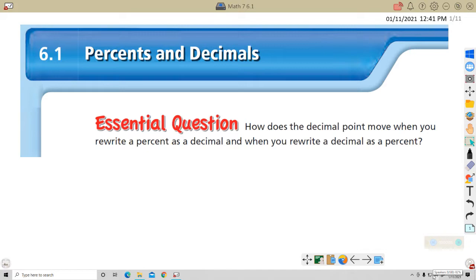Takeda Teaches Math 7. And I'm pretty excited today because this is lesson 6.1 on percents and decimals. We're starting a new chapter, and it's a really useful topic. The essential question we're going to start with: how does the decimal point move when you rewrite a percent as a decimal and when you rewrite a decimal as a percent? Okay, let's talk about these things here.